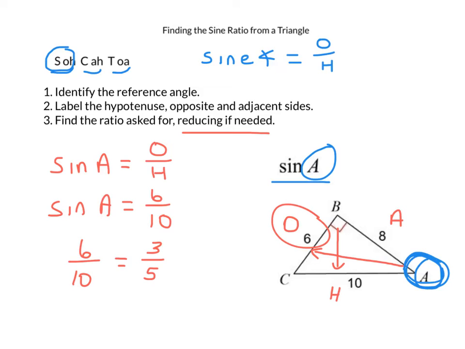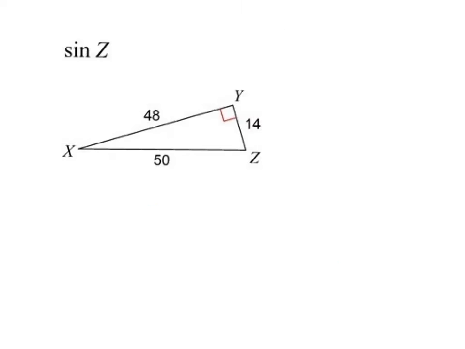If at any point you're starting to feel confident, hit the pause button, try the problem on your own, and then come back and see if you got the right answer. So our second problem is asking us to find the sine of Z. Z is my reference angle, so I'm going to circle it.